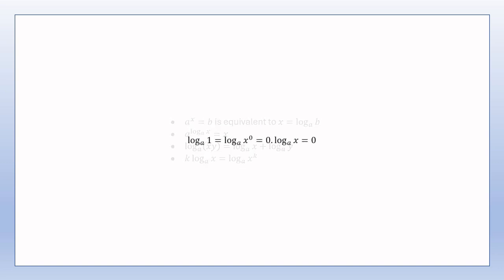From this last point, it can easily be seen that log to the base a of 1 is equal to log to the base a of x to the power of 0, since x to the power of 0 is equal to 1, which equals 0 times log to the base a of x, which of course is equal to 0. That is, log to the base a of 1 is equal to 0. We also have the following: a to the power of log to the base a of b equals b.